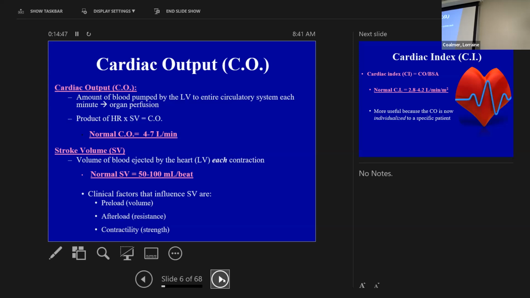Not always, because if I have a lot of resistance, afterload, and heart failure, I could have a decreased cardiac output.